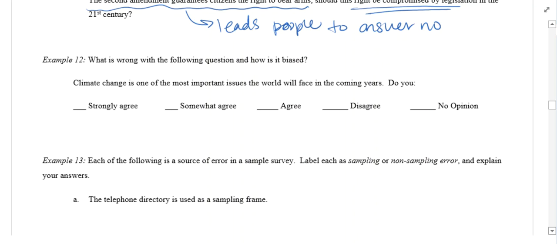What do you think? Is there anything wrong with the actual question? Climate change is one of the most important issues that will face the world in the coming years. Is there anything wrong with stating that? No, that part is fine. Do you notice anything about the options that you have to check off?